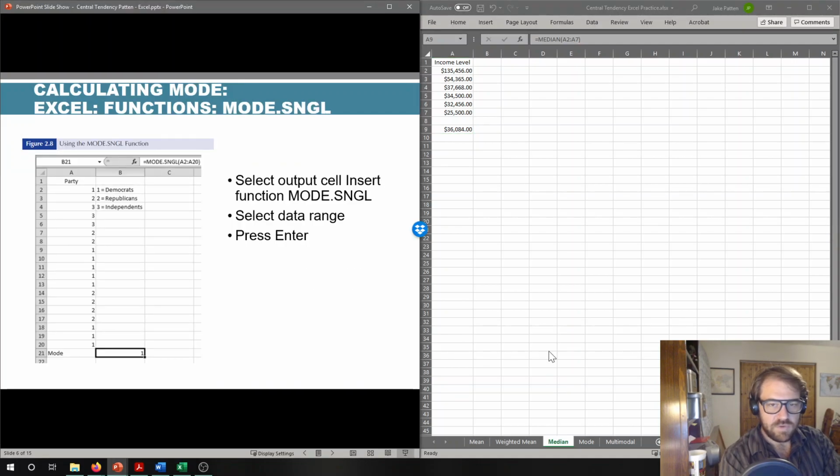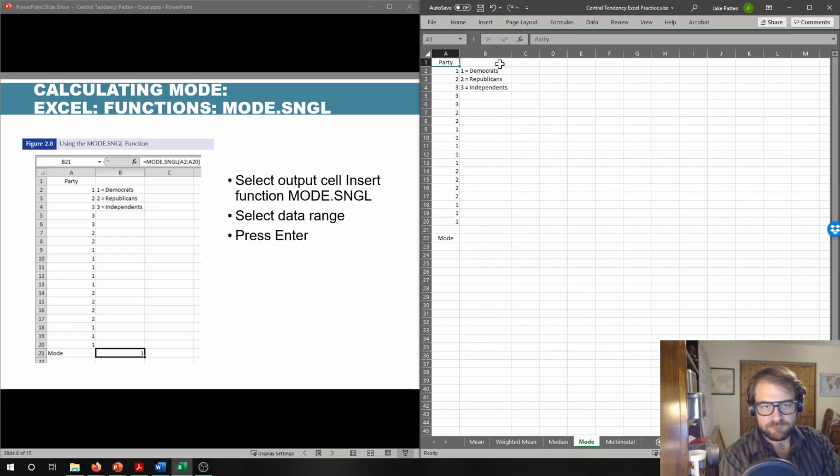Next, we want to look at the mode. All right. Every time I say that, I got sidetracked because I started thinking about ice cream, because of "a la mode." Anyway, don't pay attention to that.